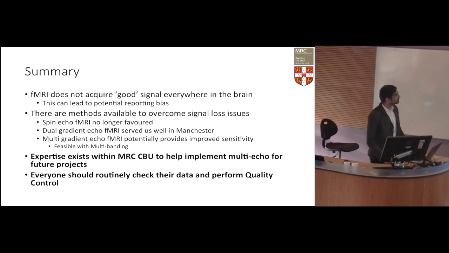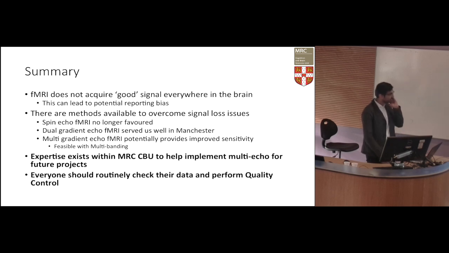So, in summary, fMRI signals are not acquired the same across the brain. We originally were using spin echo sequences, but have since moved to multi-gradient echo sequences. With multi-banding, it seems very feasible. Hopefully this gives you an insight into the benefits of this type of approach. And certainly there's expertise here at the CBU to help anyone who wants to implement it, but not just here, at other sites as well, we'd be happy to help.